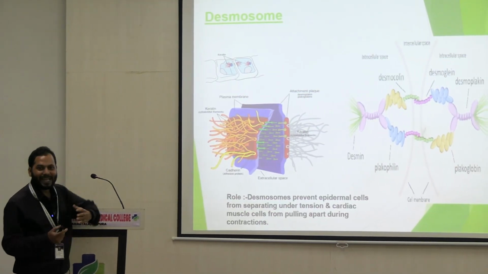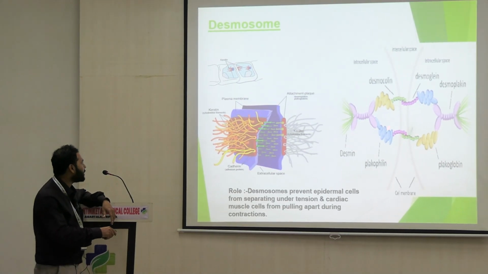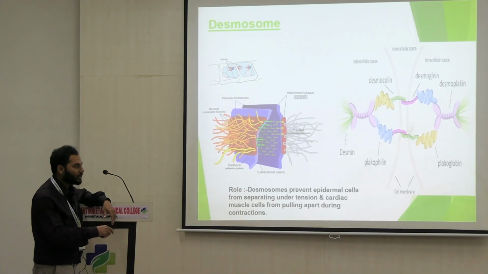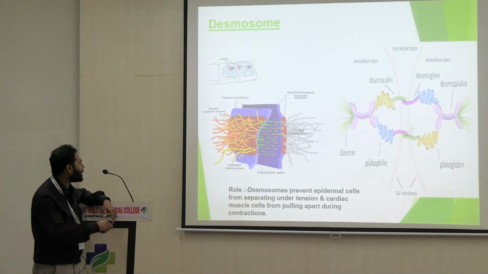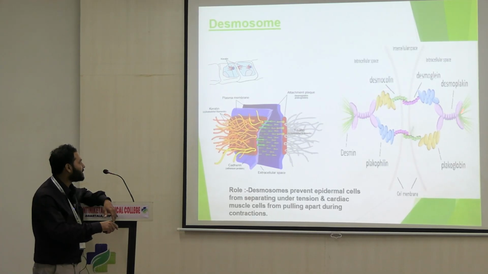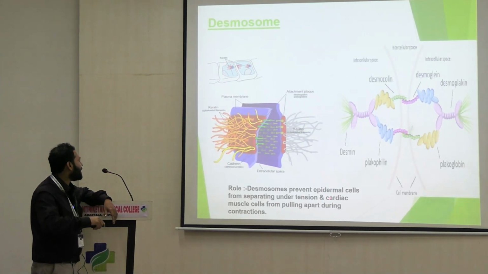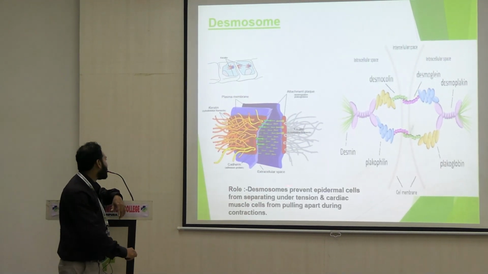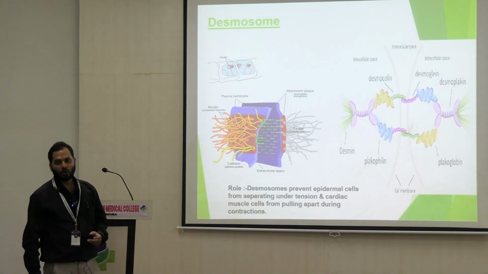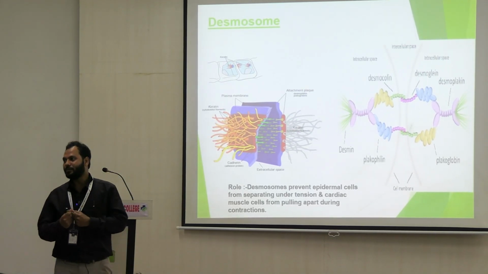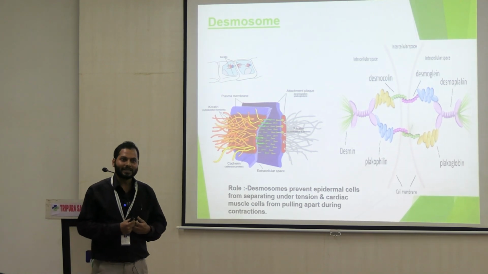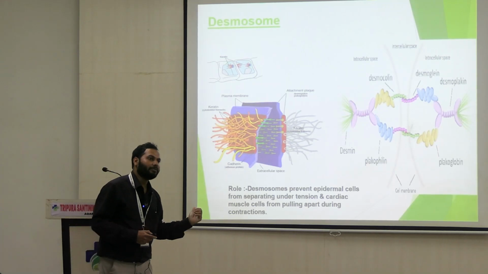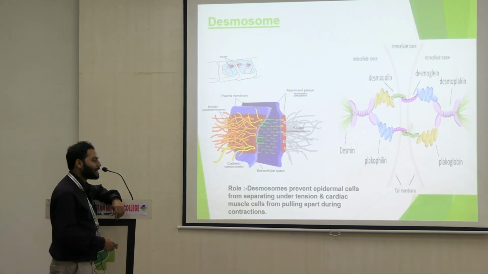You can see the exact arrangement of different types of molecules. See the proteins, how they are attached, and how the adapter molecules are important for the attachments with the filaments present inside the cells. So desmosomes prevent epidermal cells from separating under tension and cardiac muscle cells from pulling apart during contractions. So it is very vital to maintain the integrity of the cells in contractile muscle cells. That integrity of contractile muscle cells is maintained by the presence of this type of cell junction, like desmosome.